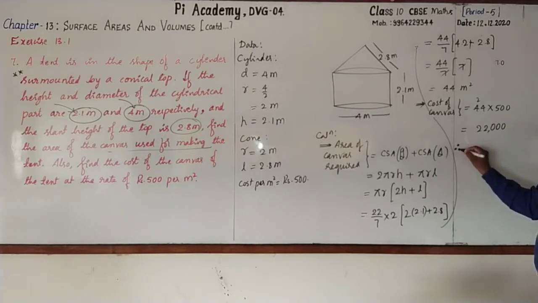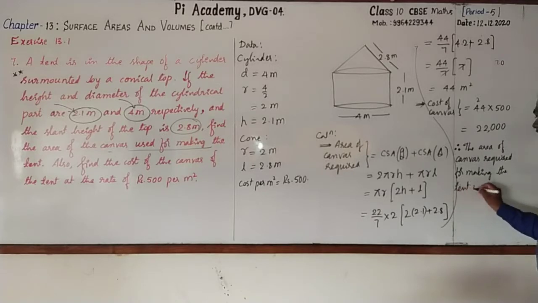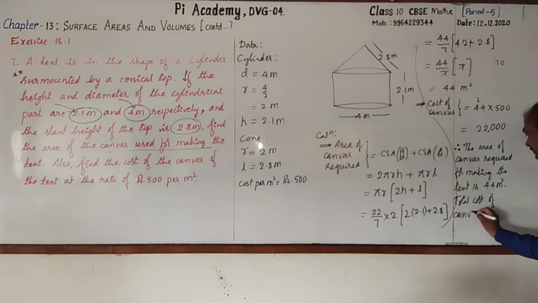Therefore, the area of canvas required for making the tent is 44 meters square, and the total cost of canvas is rupees 22,000. Got it? Please go for copying this completely.